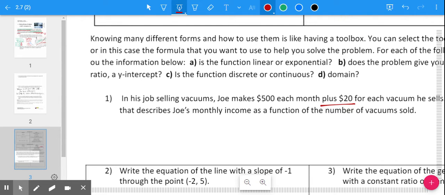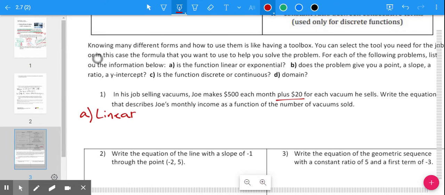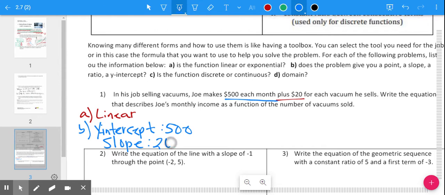Our hint is that word plus. So A is going to let us know that this is linear. And then B says, does the problem give you a point, a slope, a ratio, or a y-intercept? So on this one, we're actually given the y-intercept, which is 500, and the slope, which is that $20 per vacuum.